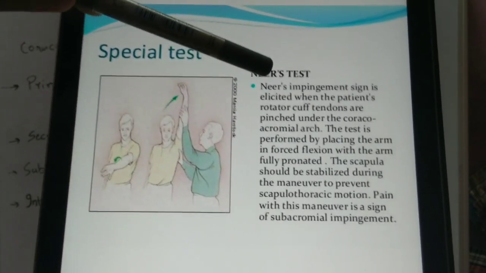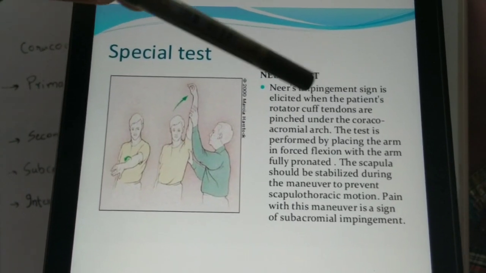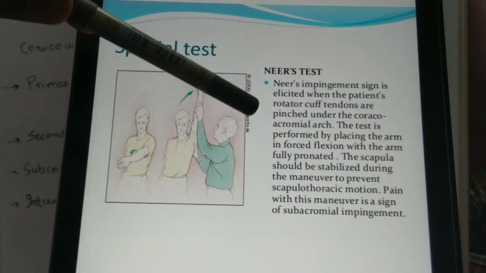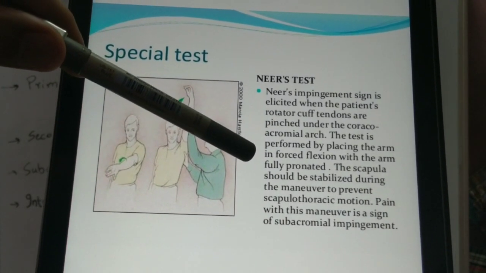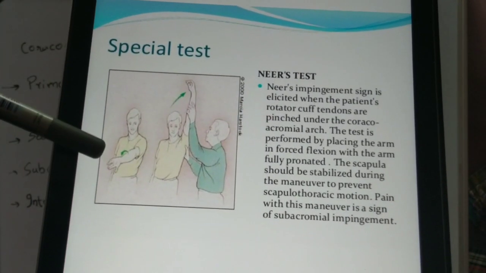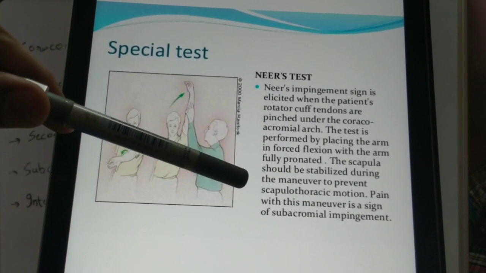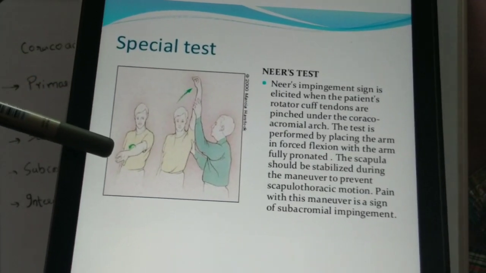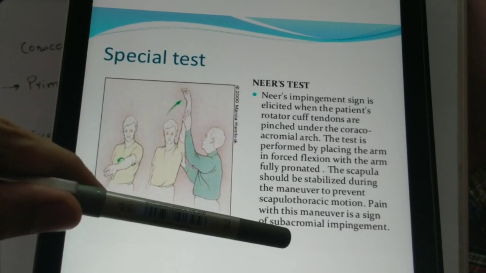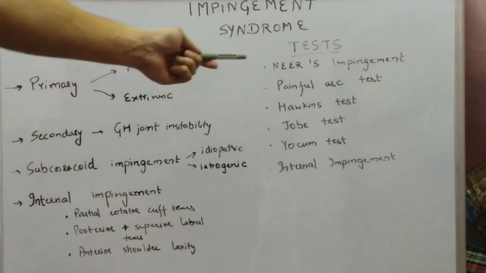So the Neer impingement sign is elicited when the patient's rotator cuff tendons are pinched under the coracoacromial arch. This test is performed by placing the arm in forced flexion with the arm in full pronation. The scapula is stabilized during this maneuver to prevent any scapulothoracic motion. And pain in this motion is a sign of the subacromial impingement. So this is the Neer impingement sign.